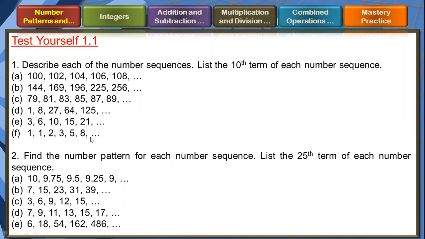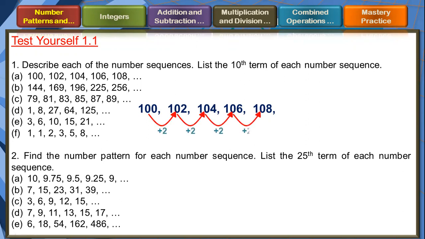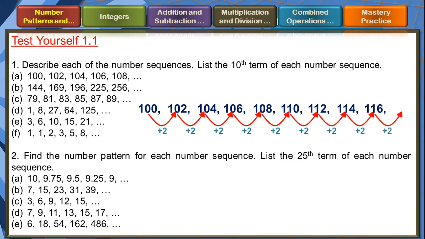So how do we solve it? How do we answer it? Here we have 100, 102, 104, 106, 108. So that is plus 2, plus 2, plus 2, plus 2. How do we know it? For the next term, we have to add plus 2, add 2 again, 2 again, 2 again.